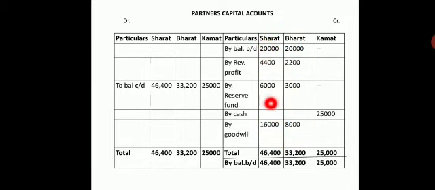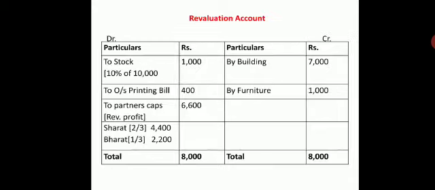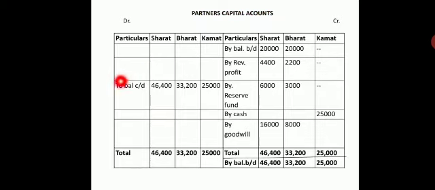Now total the credit side of each partner. For Kamath, there is no other amount except 25,000. Now Bharat's total: 20,000 plus 2,200 plus 3,000 plus 8,000 gives me 33,200. Next, for Sharat, 20,000 plus 4,400 plus 6,000 plus 16,000 gives me 46,400.